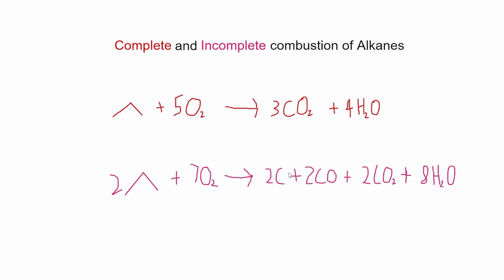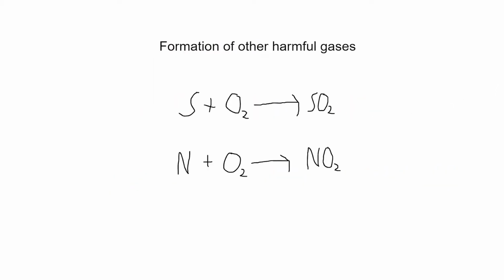So, from these reactions, we know about the harmfulness of carbon dioxide, soot, and carbon monoxide. But there are 2 more harmful products of combustion that you need to be aware of: sulfur dioxide and nitrogen dioxide. Sulfur is a common and unwanted impurity in crude oil and coal. When heated with oxygen, often accidentally, it forms sulfur dioxide.